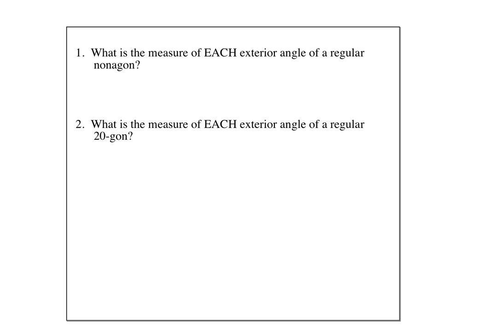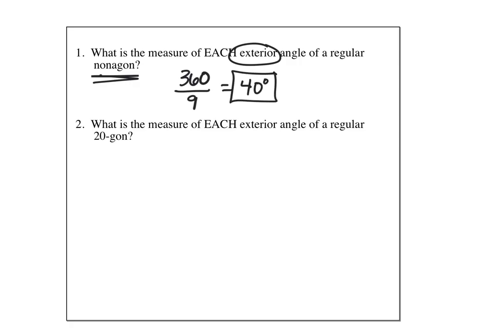Number 1, what is the measure of each exterior angle of a regular nonagon? Okay, I want you to think about nonagon and think about how many sides it has. It has 9 sides. And so if we're talking about exterior angles, we know that they add up to 360. Now we want to know how big is each of them. Well, in a nonagon, there would be 9 of them. So if we divide by 9, we should get our answer. Each of the exterior angles would be 40 degrees.